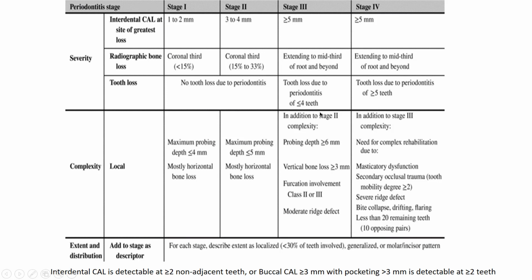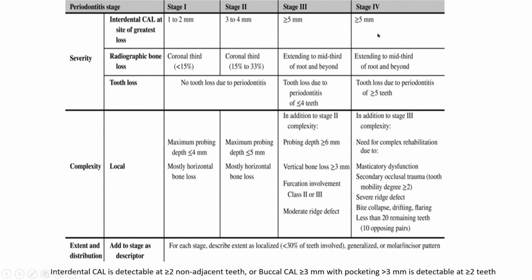Now, in this complexity row, a patient may bump up for any of these issues. A typical stage 3 will have probing depths greater than or equal to 6 millimeters, vertical bone loss greater than or equal to 3 millimeters, furcation involvement class 2 or 3, and moderate ridge defects.